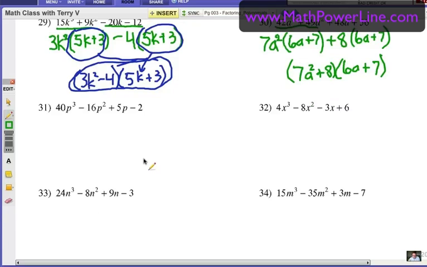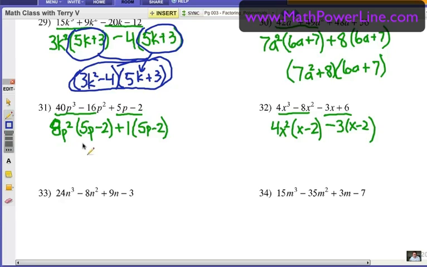All right, on a piece of paper, I want you to try number 31 and 32, and I'll very quickly, after a short pause, show you the answer, and I'll leave 33 and 34 for you to do on your own. On number 31, notice how 5p minus 2 is the common binomial, and so we write it down once. What's left? 8p squared plus 1.